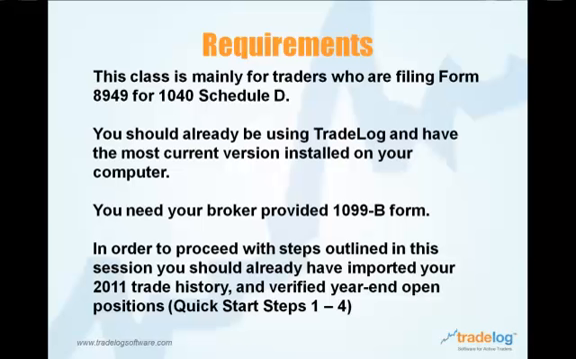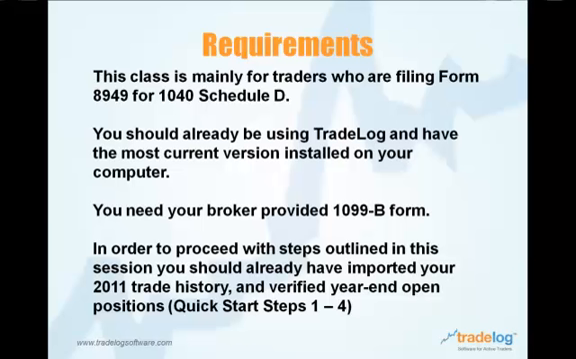You should already be using TradeLog and have the most current version installed on your computer. We have had a few updates to version 9.1, so we encourage you to make sure and keep your software up to date. Also, you need to have your broker 1099-B in order to complete the steps we're going to discuss. If you haven't received your broker 1099-B, that's okay. You can still go through these steps, and when you do receive it, you'll be able to actually do this on your software. I know some of you still have not received 1099-Bs, or you might be awaiting a corrected 1099-B, so when those arrive, you can finish.